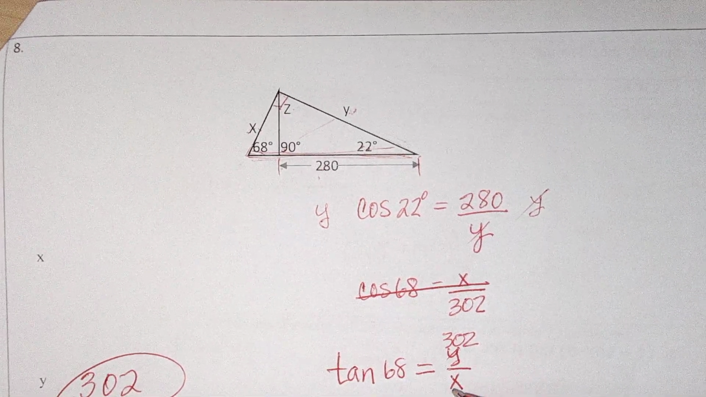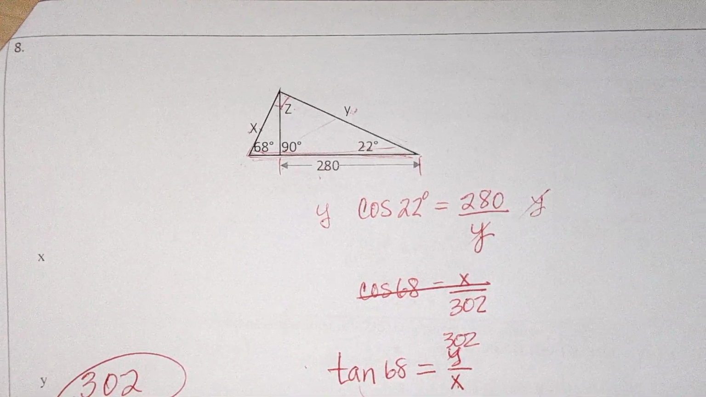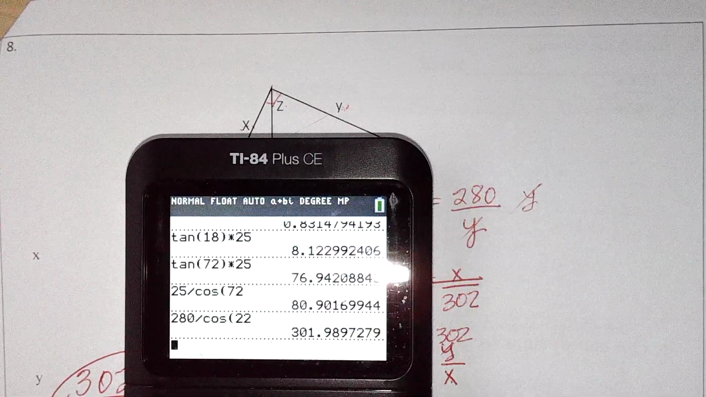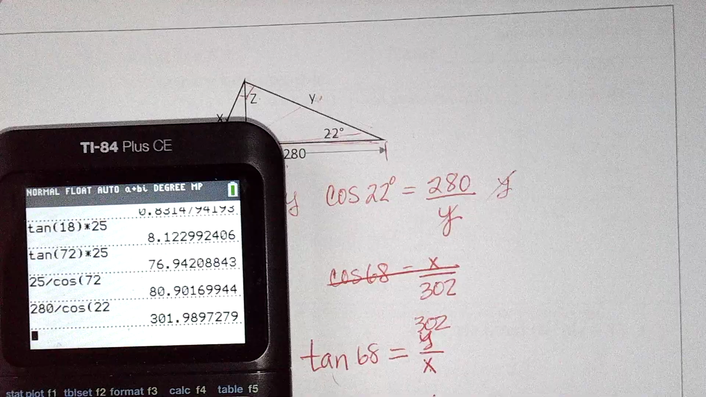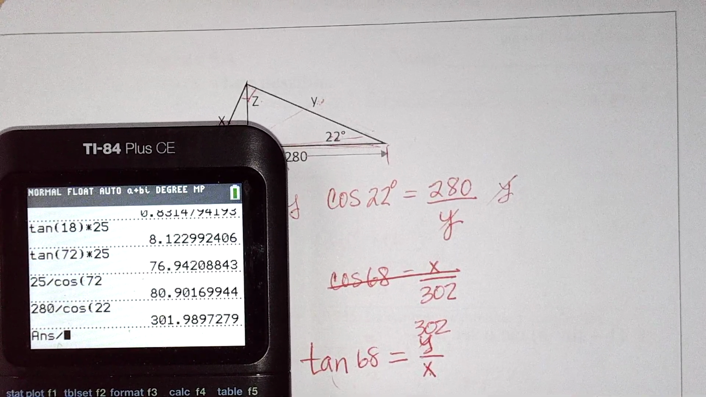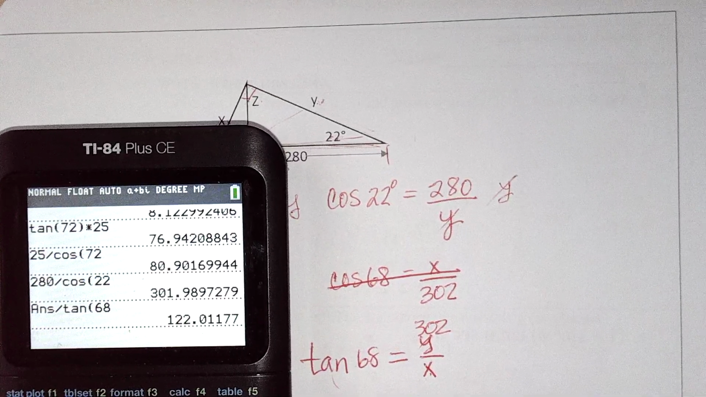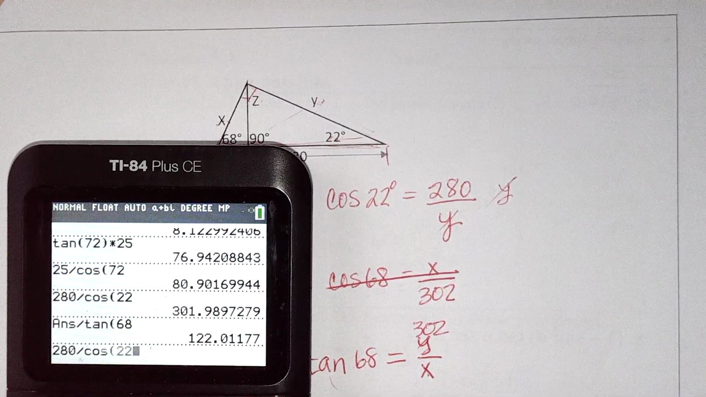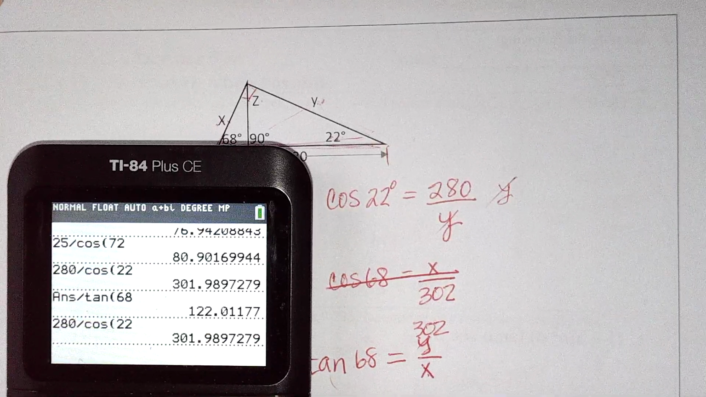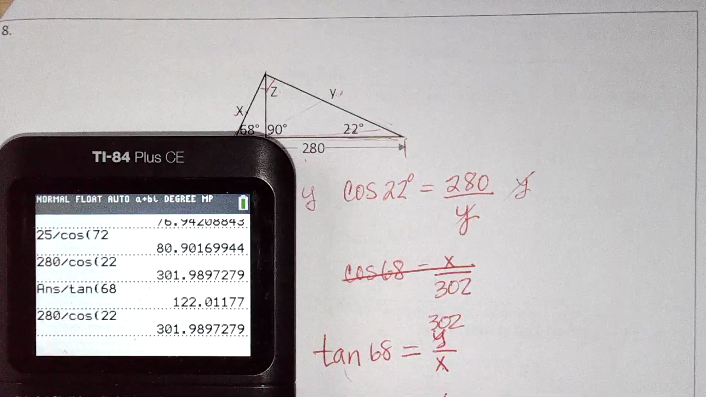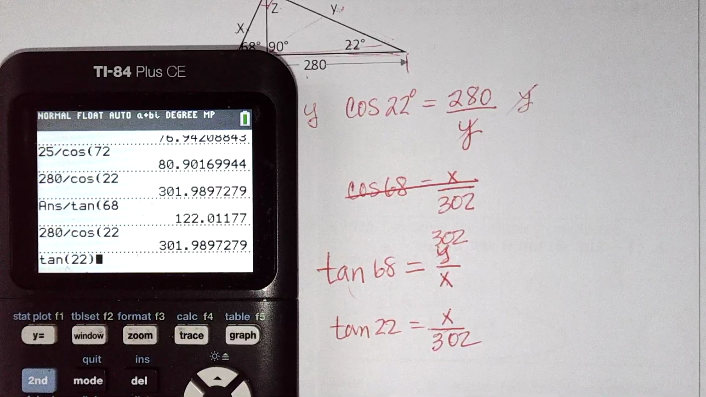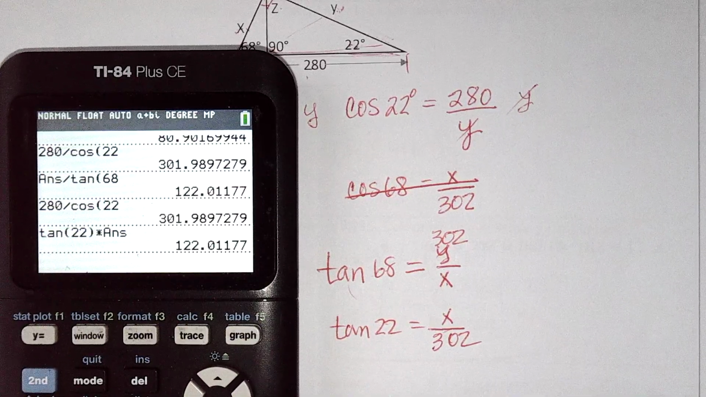So here I'd multiply by x and divide by tangent of 68. So there's my last answer, the 301, and if I divide that by tangent 68, I get 122. I could also take that answer and multiply it by tangent 22. Tangent of 22 times my last answer, the 301.98, and I get 122.